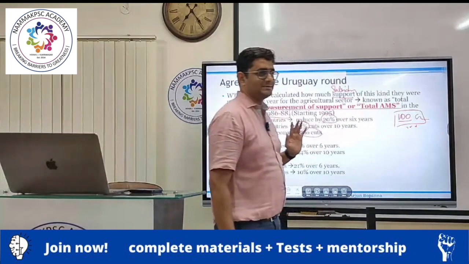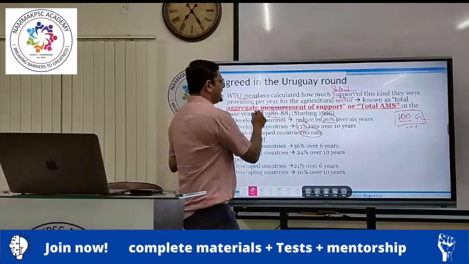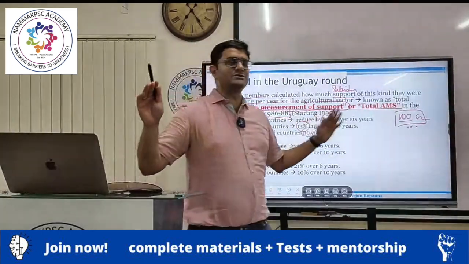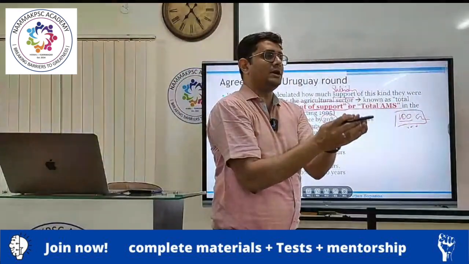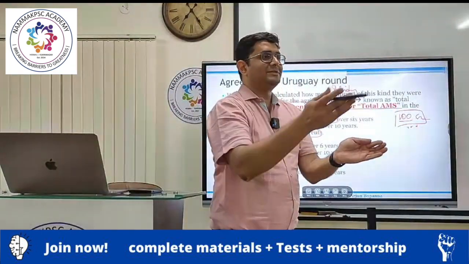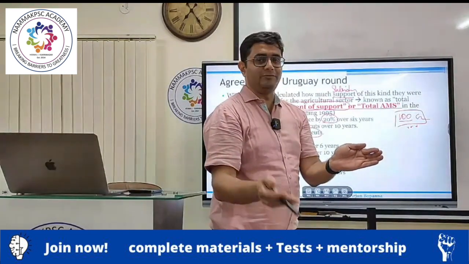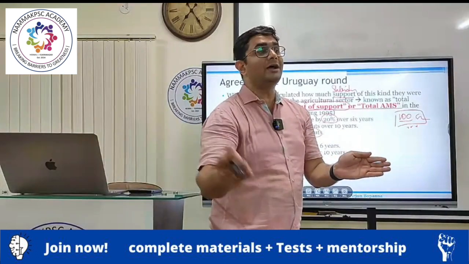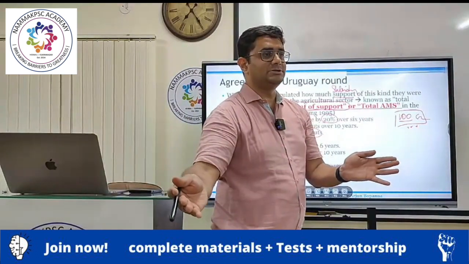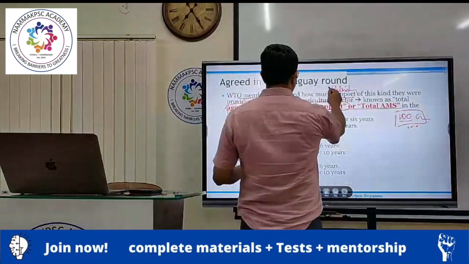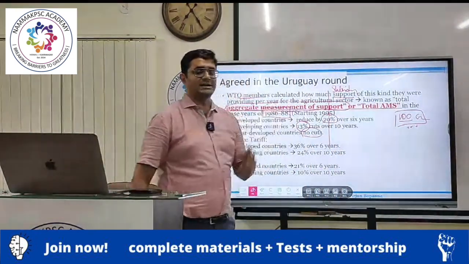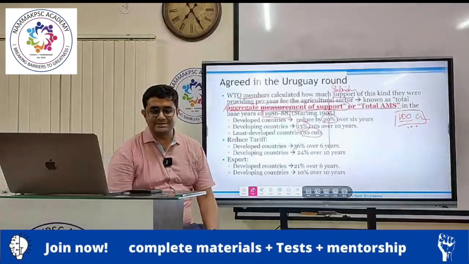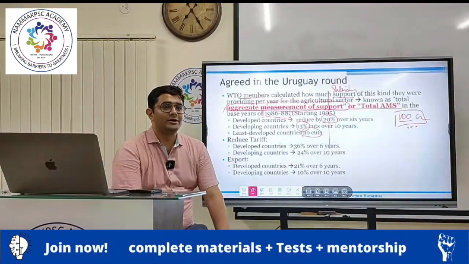that should be reduced by how much? 13%. So the aggregate measurement of support, AMS, was calculated, meaning how much support was given from all sources. 13% should be reduced if you are a developing nation, and 20% should be reduced if you are a developed country. So you can write that down. This is the target. So these are trade distorting subsidies.